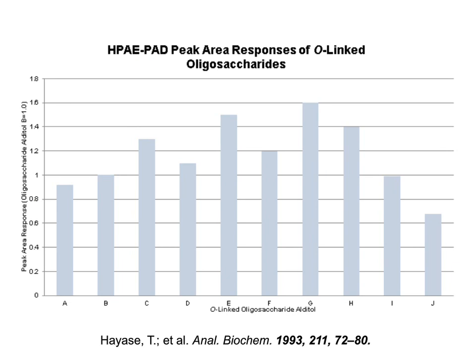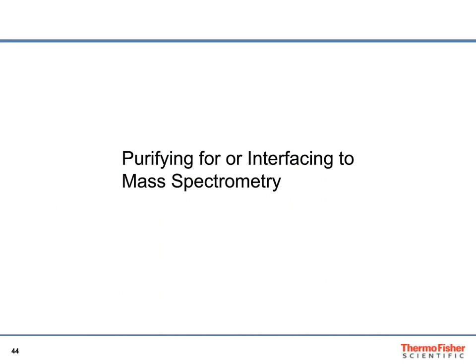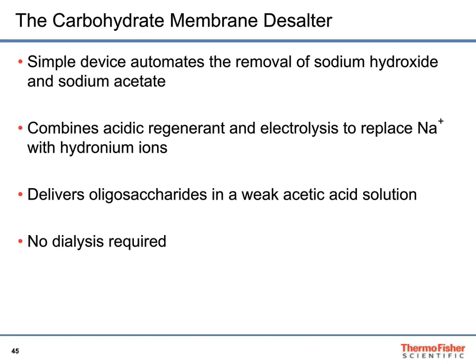So what about if you want to purify oligosaccharides or interface our separation to a mass spectrometer? As I mentioned earlier, we do have preparative columns where you can purify the oligosaccharides and then you could dialyze. But we also have an online device called the Carbohydrate Membrane Desalter. This device basically removes that sodium hydroxide and sodium acetate and makes them water and weak acetic acid. I'll describe this device in the next slide, but basically we get our oligosaccharides into a weak acetic acid solution, which can then be dried. So no dialysis is required.